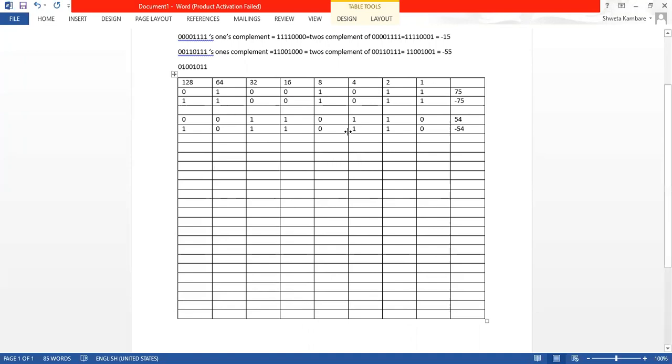Now let's see how we can convert a 4-bit number into 8-bit number. Let's say I have a 4-bit number 0 1 1 0. Which number is this? 6, right?